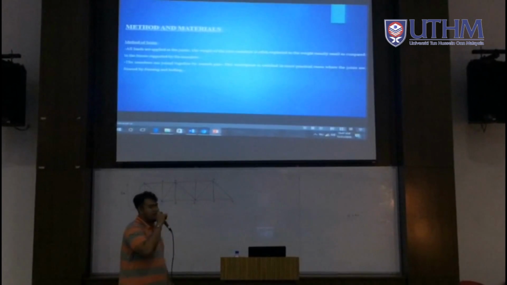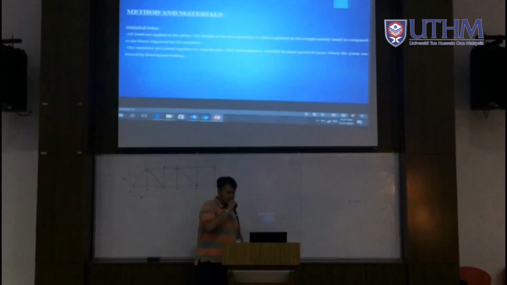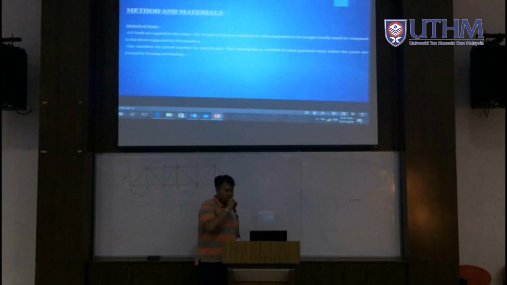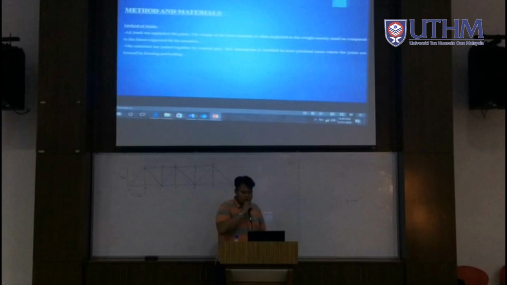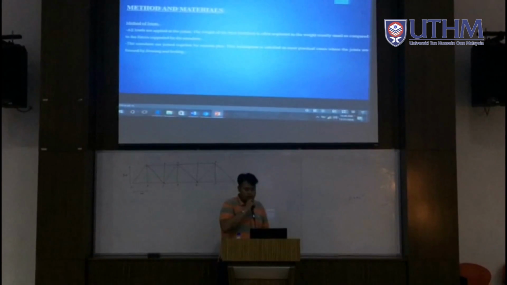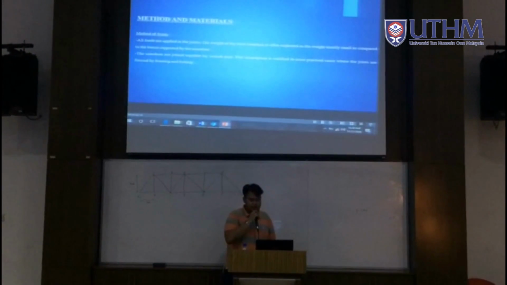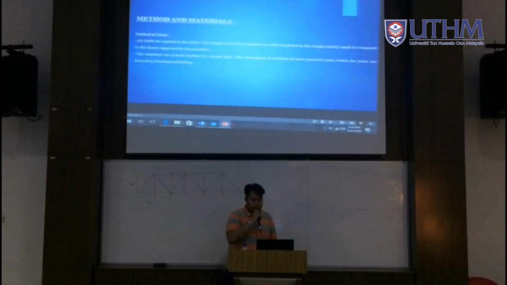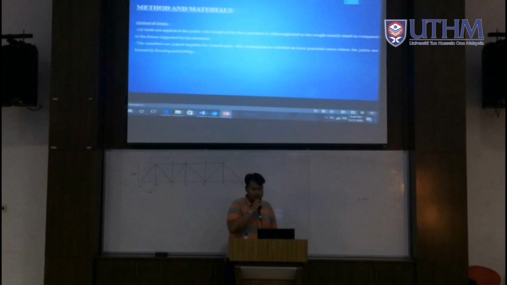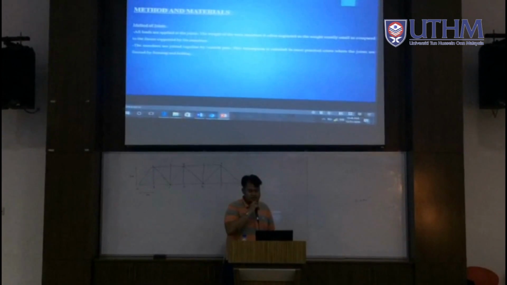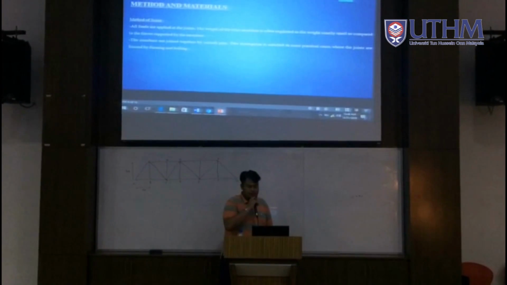Now I want to present about method and materials. As shown in the slide, the method has two parts: joints and section. In the method of joints, all loads are applied at the joints. The weight of the truss members is often neglected as the weight is usually small compared to the force supported by the members. Next, the members are joined together by smooth pins. This assumption is justified in most practical cases where the joints are formed by welding and bolting.